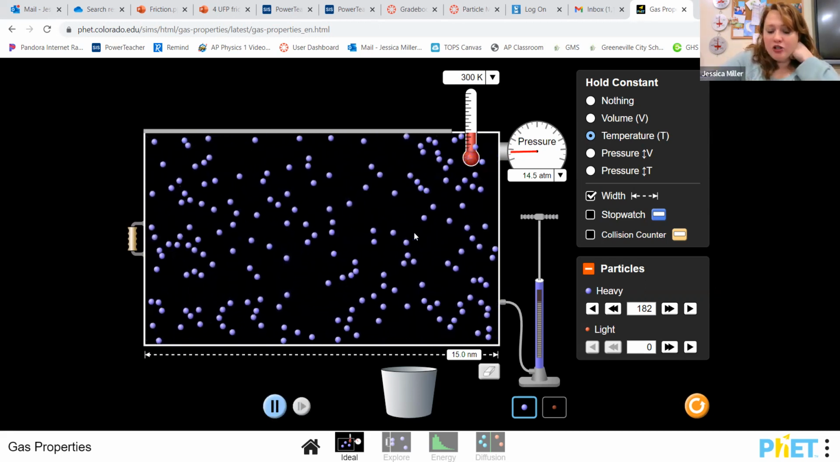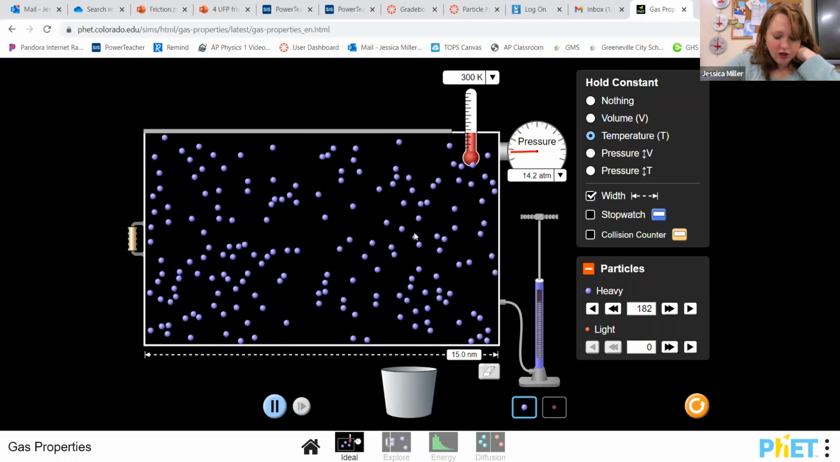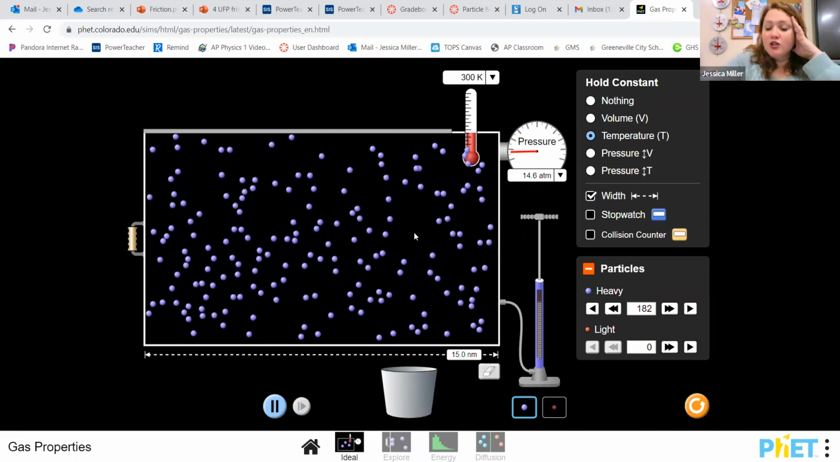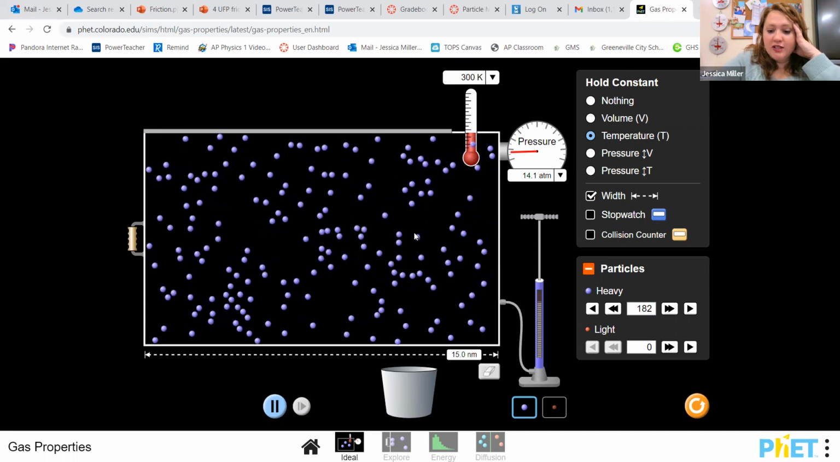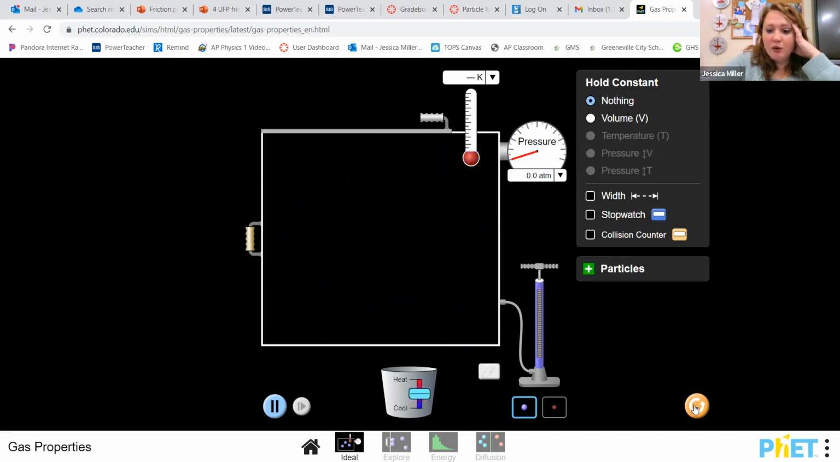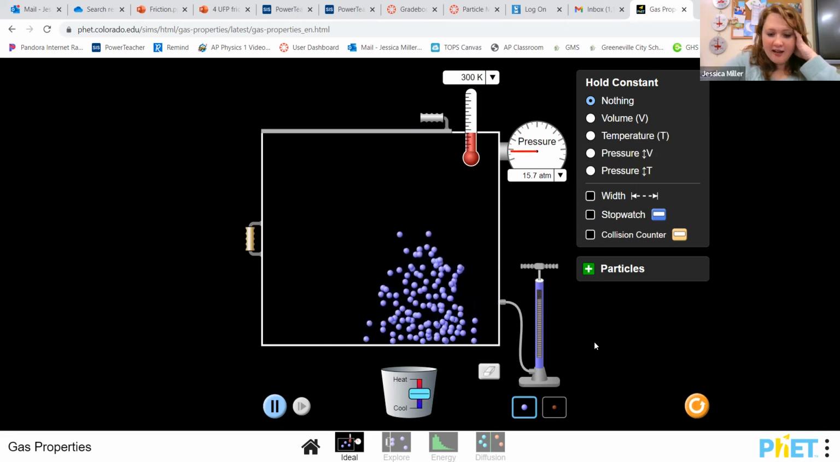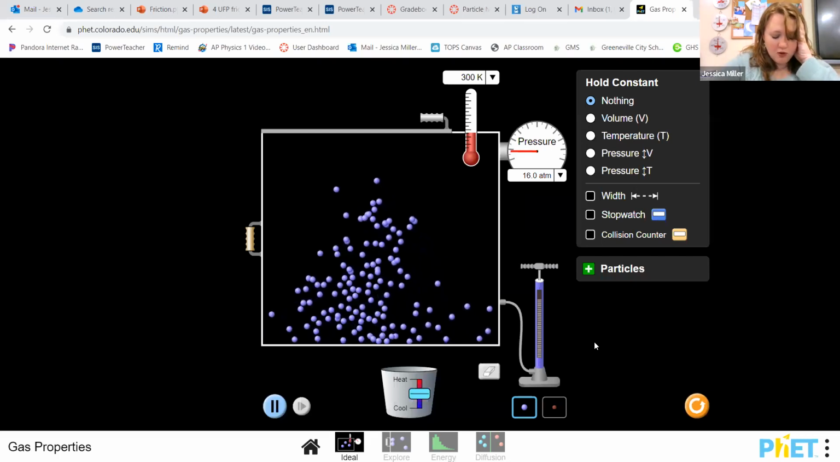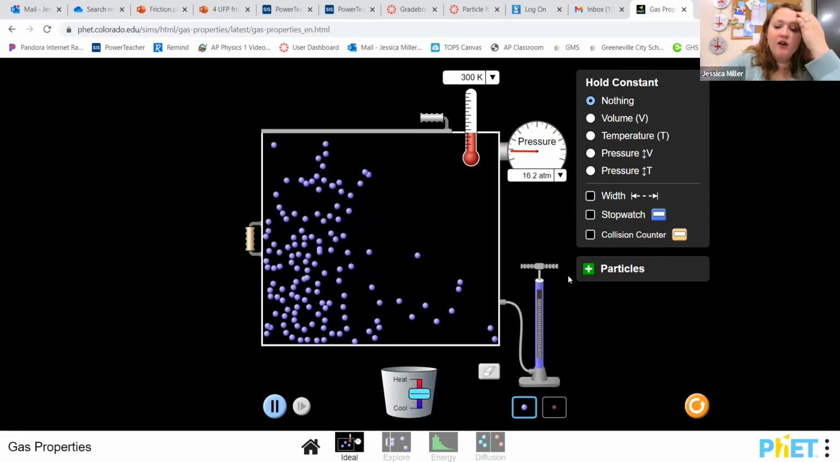The next lab we're going to do is pressure versus temperature. So if we're going to do pressure versus temperature, I'm going to go ahead and reset it. We want to keep the number of particles the same. So I'm going to pump some particles in here to use. And we want to keep the volume the same.